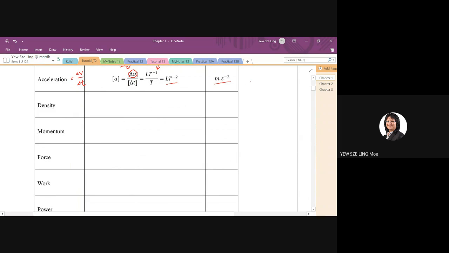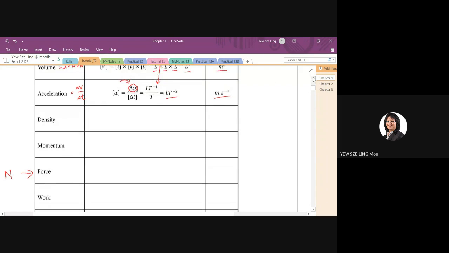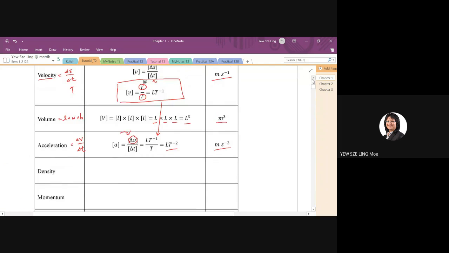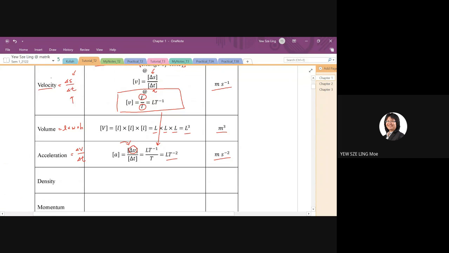Sometimes we have a special SI unit. For example, force. The special SI unit is Newton. But if the question is asking for the base SI unit, then what you have to do, step by step, is like the one that we just discussed.